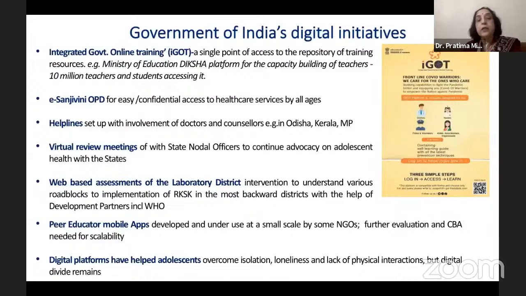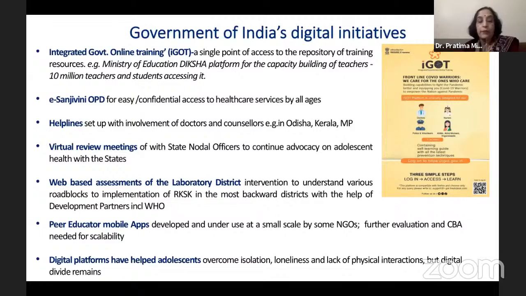Virtual review meetings of the state nodal officers are done by the ministry, and the progress is being observed. And there is web-based assessment of the laboratory districts. Laboratory districts are mainly the districts in very, very remote areas where all these RKSK implementation programs are going on. And mobile apps have been developed, but the universal adaptation of these mobile apps for adolescents is under investigation. It needs further evaluation.